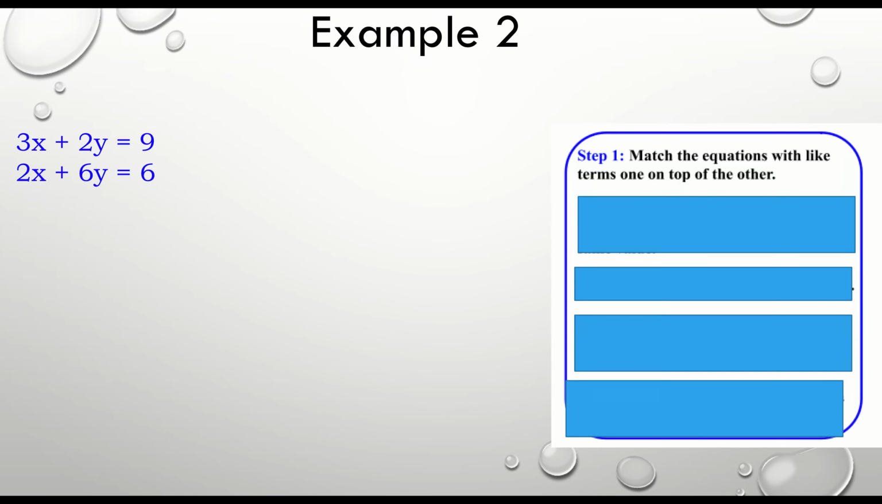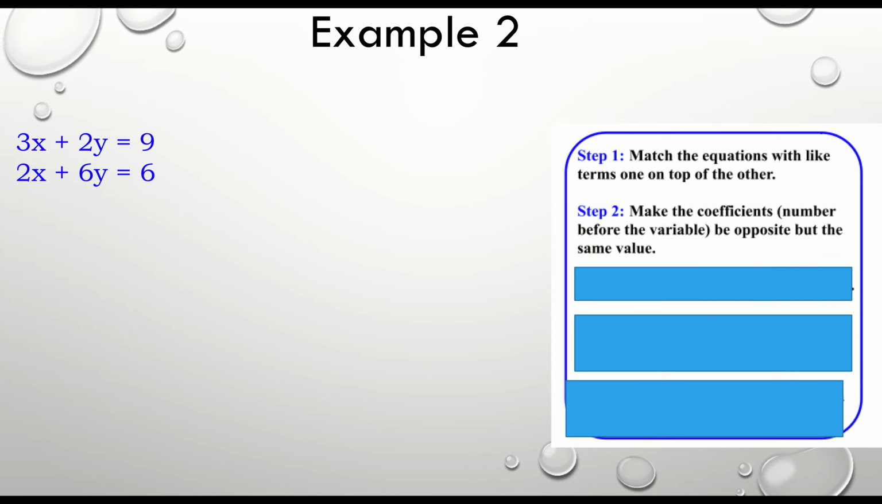So first, we want to match the equations with like terms, one on top of the other. As you can see here, I've already done that. I have the 3x over the 2x, the 2y over the 6y, the equals over equals, 9 over 6. So we can see all the terms are one on top of the other.